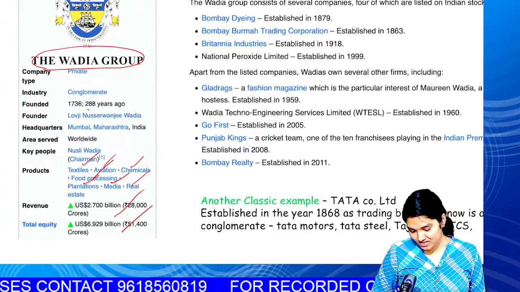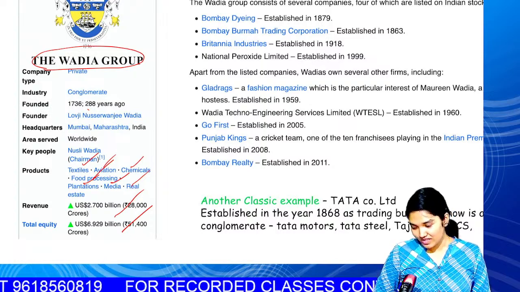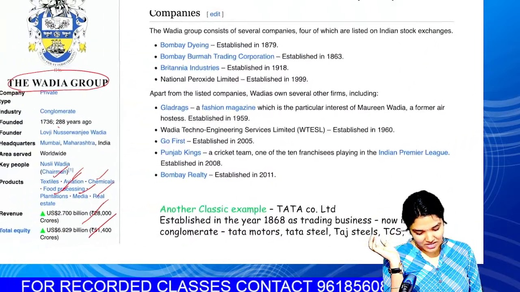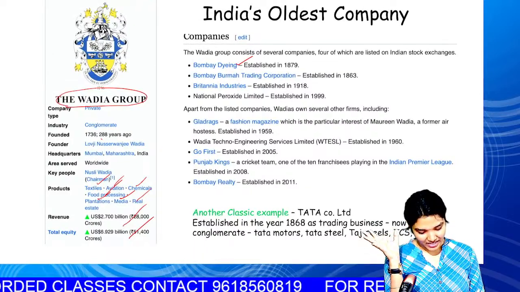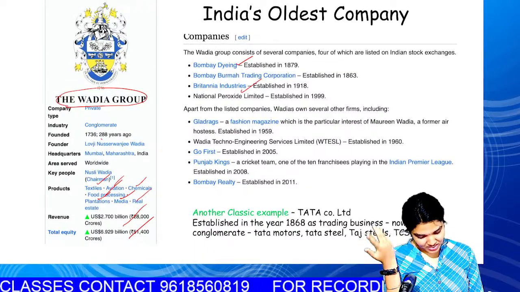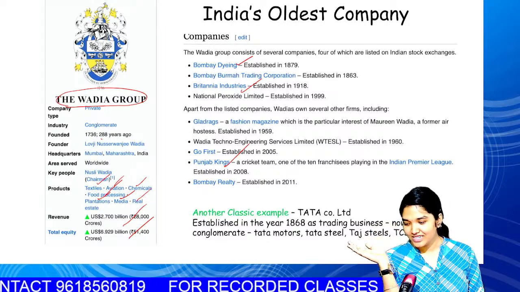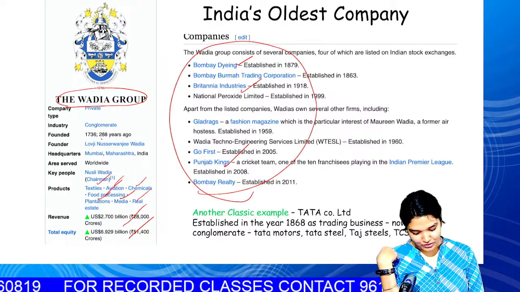28,000 crores is the revenue and 51,400 is the total equity of this Wadia group, because it's operating from around 288 years ago. The famous outlet for clothes, Bombay Dyeing, and Britannia Industries, Punjab Kings, the IPL team from the state Punjab, even all these entities come under the Wadia group.